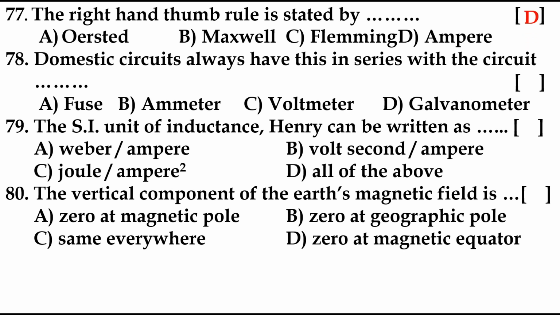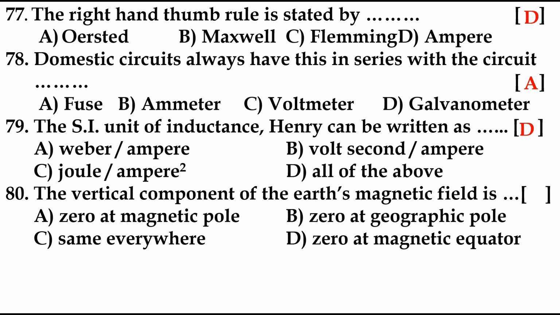Ampere. 78. Domestic circuits always have this in series with the circuit. A. Fuse. B. Ammeter. C. Voltmeter. D. Galvanometer. Answer is A. Fuse. 79. The SI unit of inductance, Henry, can be written as A. Weber per ampere. B. Volt second by ampere. C. Joule by ampere square. D. All of the above. Answer is D. All of the above.